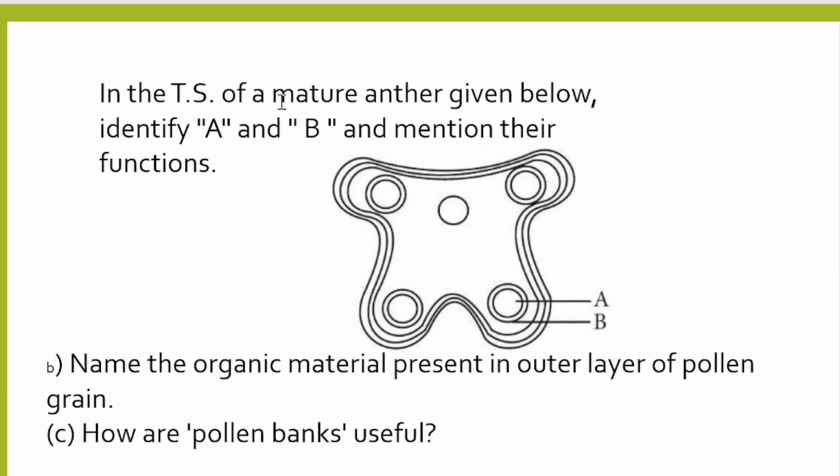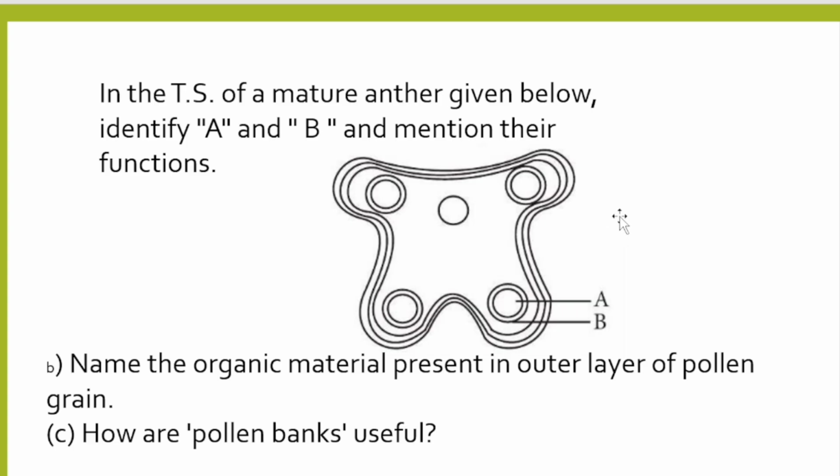In the transverse section of a mature anther given below, identify A and B and mention their functions. So A is the sporogenous tissue and B is the tapetum. Name the organic material present in the outer layer of pollen grain. Pollen grain is covered by the outermost covering called exine. Exine has a very resistant chemical called sporopollenin.